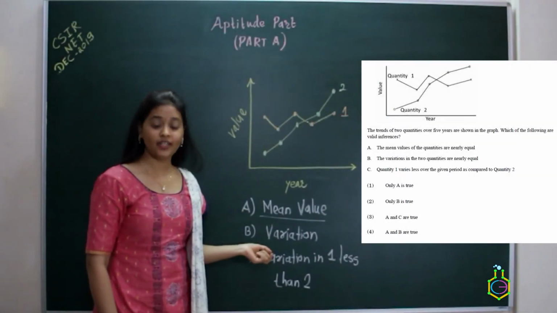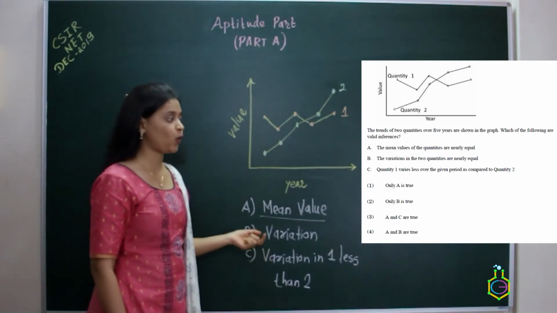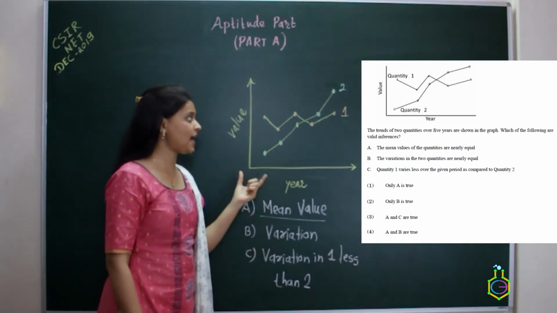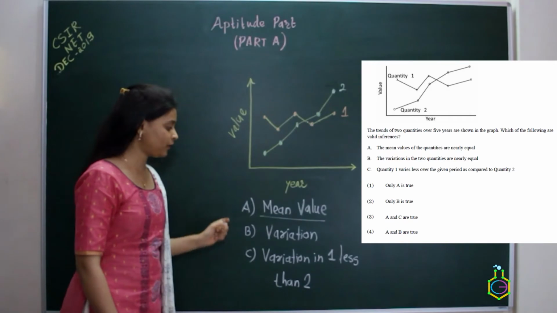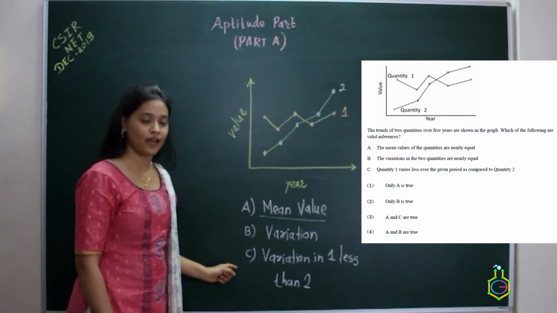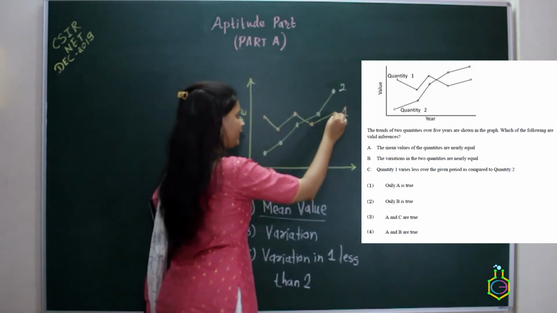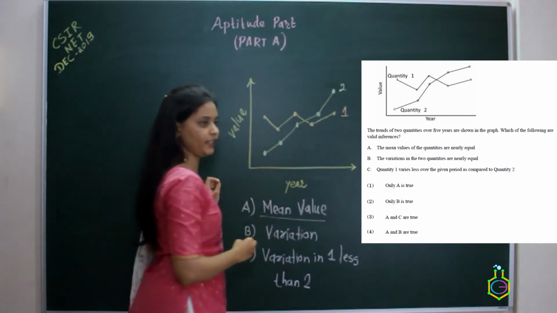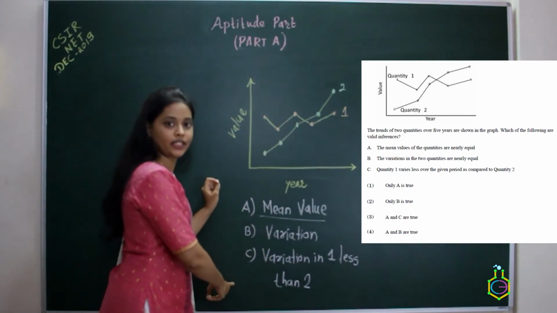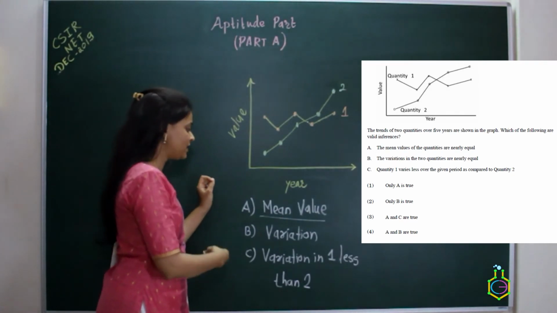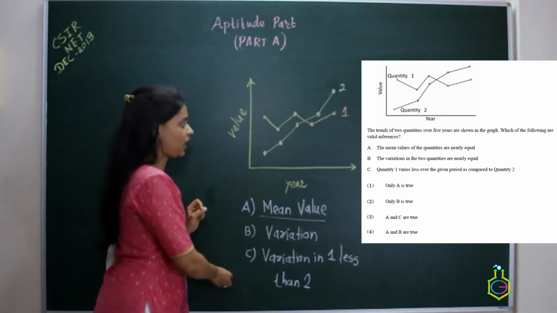The next question is, the trends of the two quantities over a 5-year period are as shown in the graph. Which of the following inferences will be valid? Here, a graph is given to us. This is for quantity 1 and this is for quantity 2. And we have been given certain inferences, and we have to see which are true and which are not true.